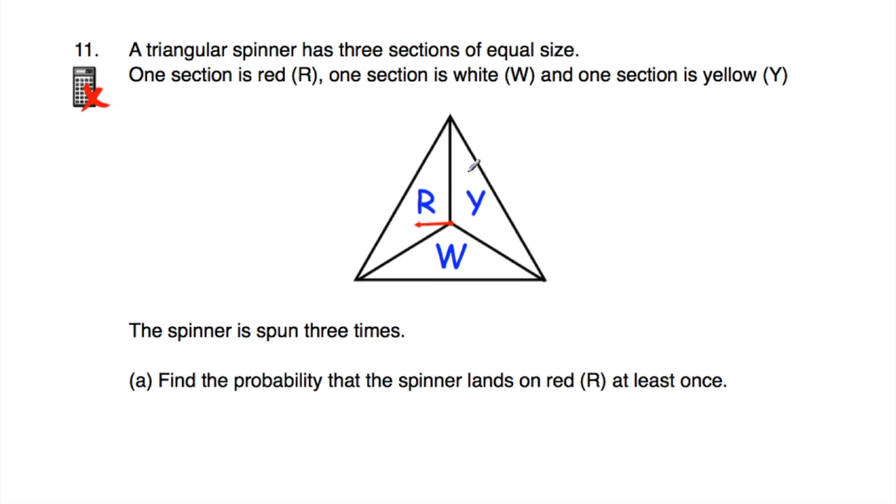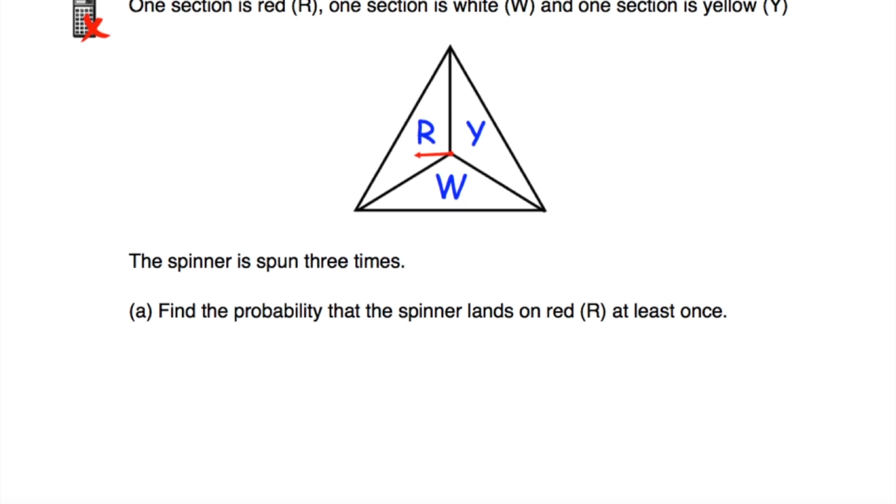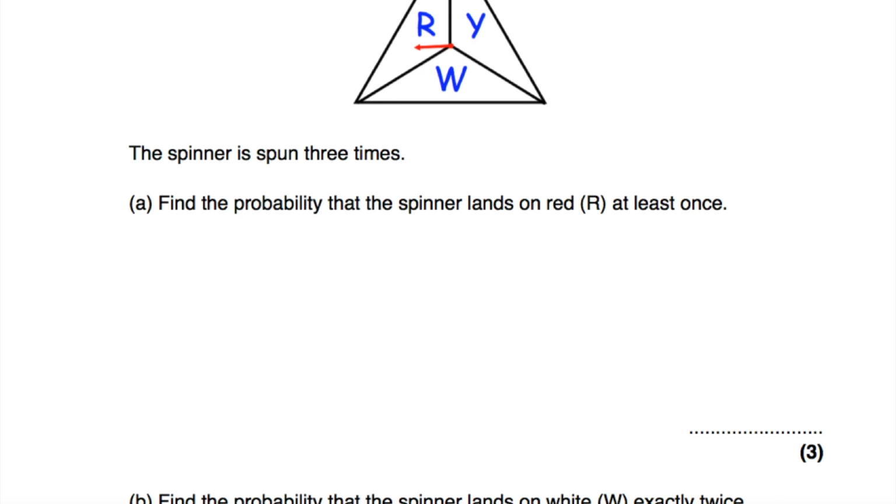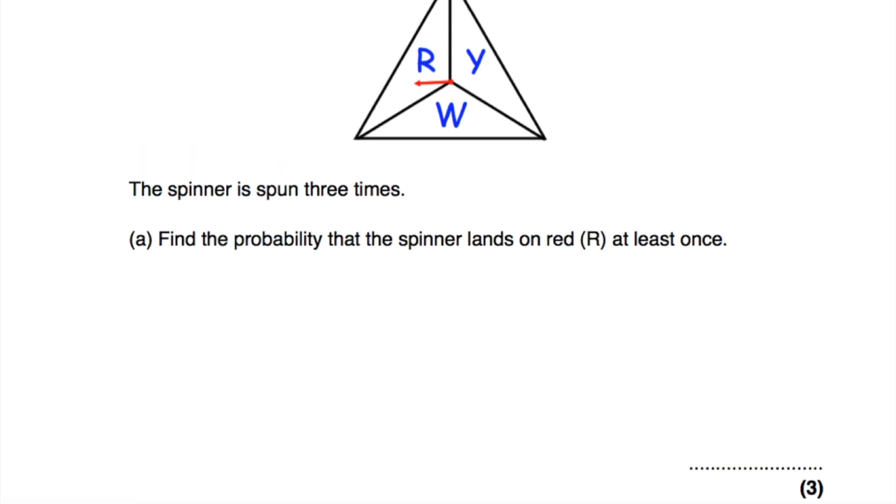And that means because each of the sections are equal size and it's a fair spinner, the probability that it lands on red is going to be 1/3. The probability that it lands on yellow will be 1/3, and the probability that it lands on white will be 1/3 as well. And the spinner is spun 3 times.